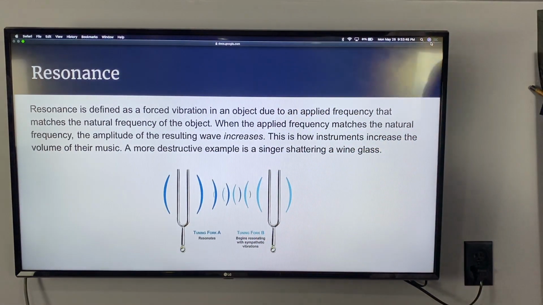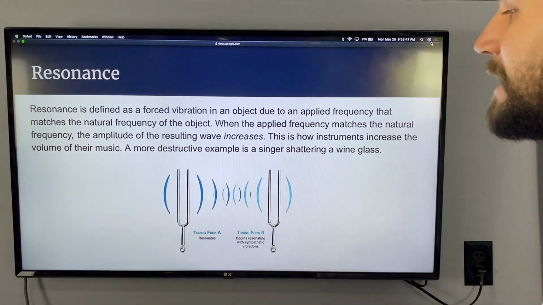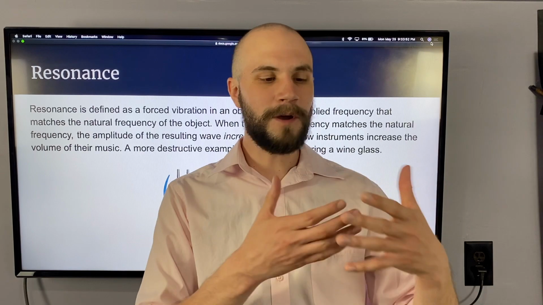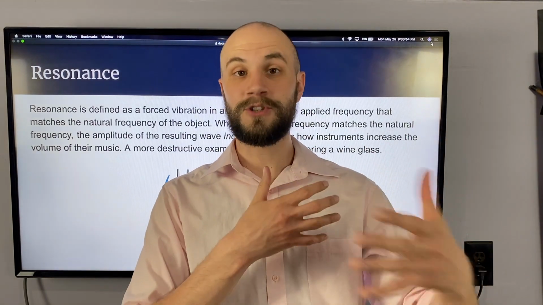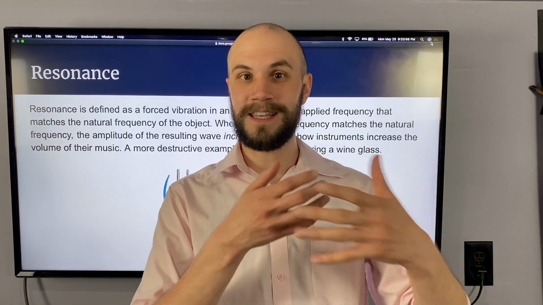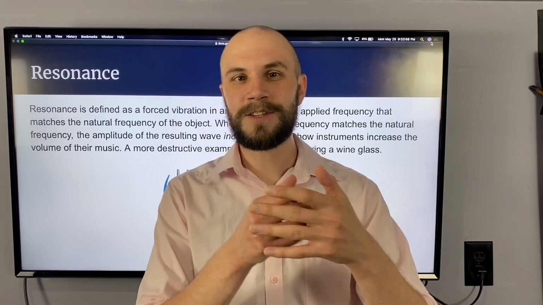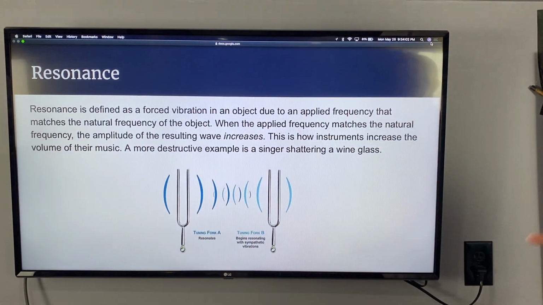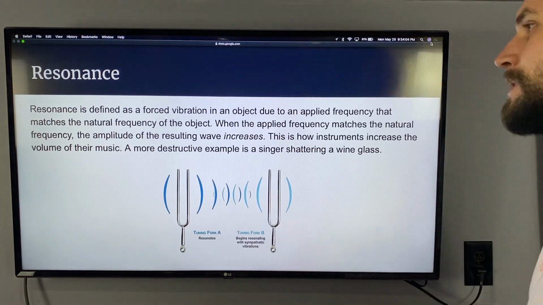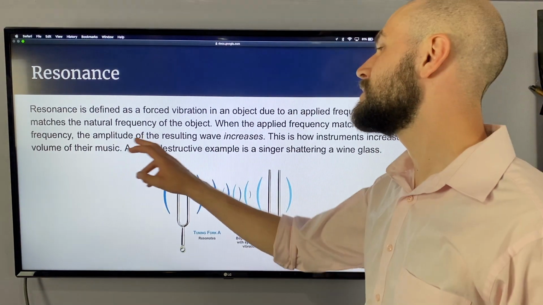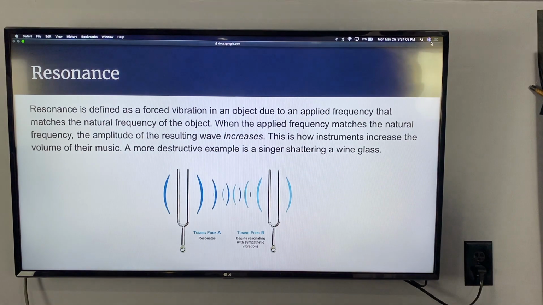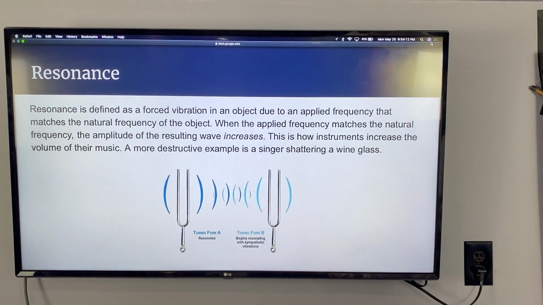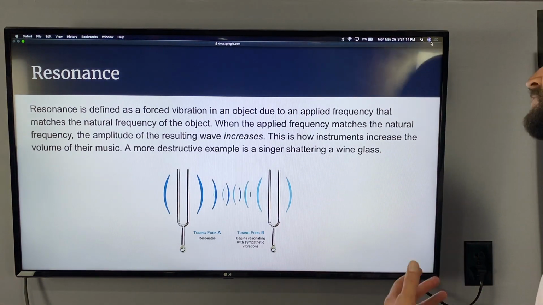And then if you match the frequency to the natural frequency, as he's creating it with his voice, we know that our voice is a longitudinal wave, a mechanical wave shaking the air, and then the air shakes the wine glass at just the right frequency. When the applied frequency matches the natural frequency, the amplitude of the resulting wave increases.